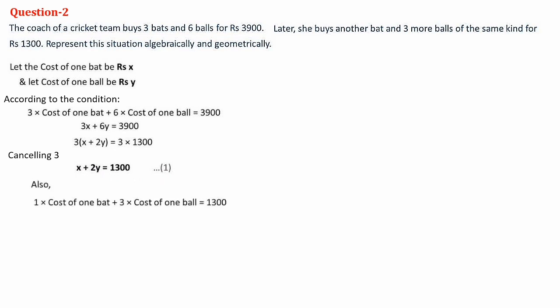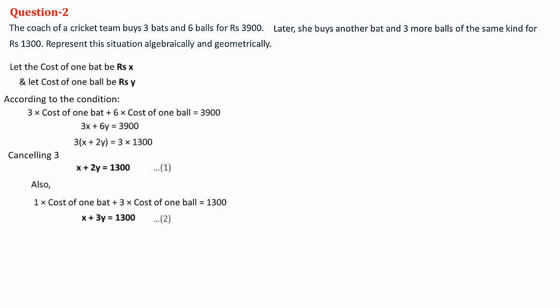Then according to the second condition, she buys another bat and 3 balls. There is 1 bat and 3 balls she is buying for 1,300. So 1 into cost of 1 bat plus 3 into cost of 1 ball is equal to 1,300. Means she is buying 1 bat and 3 balls. So here 1 bat and 3 balls cost is 1,300.